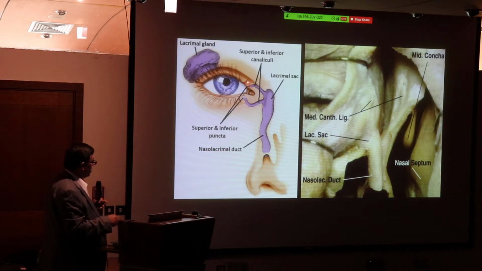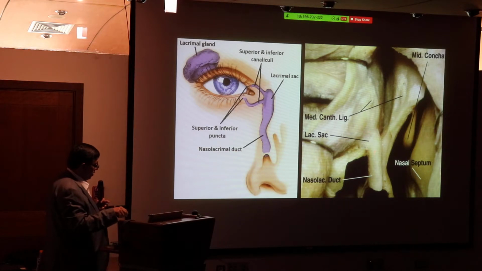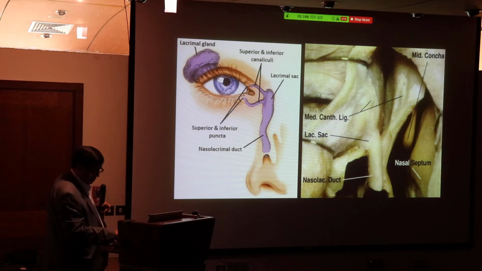And one thing to remember is the lacrimal sac and nasolacrimal duct. You have the superior and inferior canaliculus going to the sac. So you can mobilize the whole thing this way. Here we've cut the medial canthal ligament, and this is the sac and the duct.